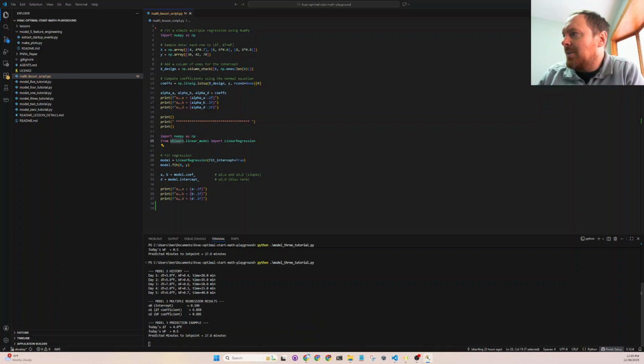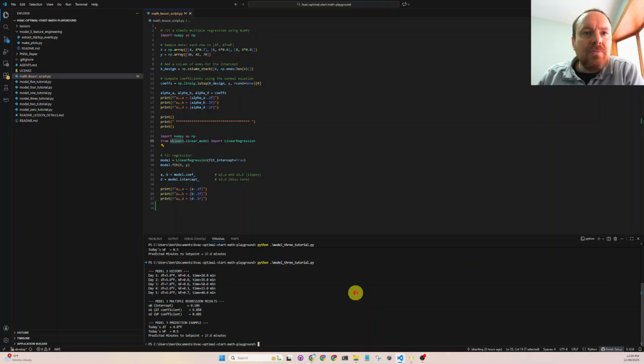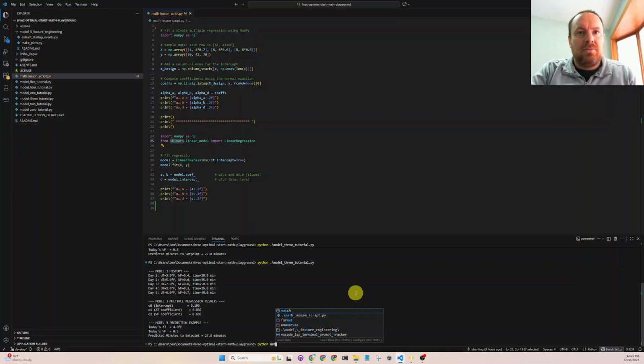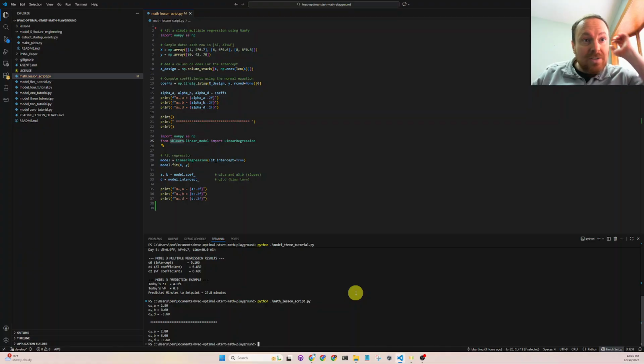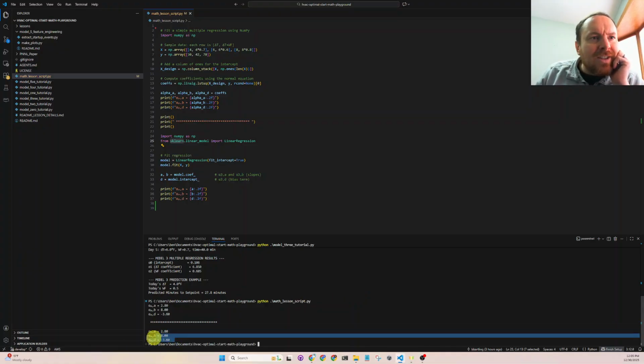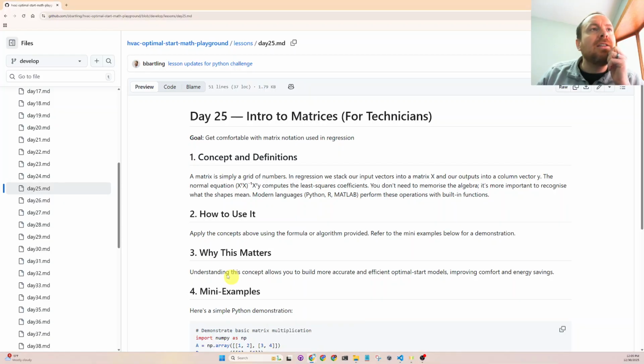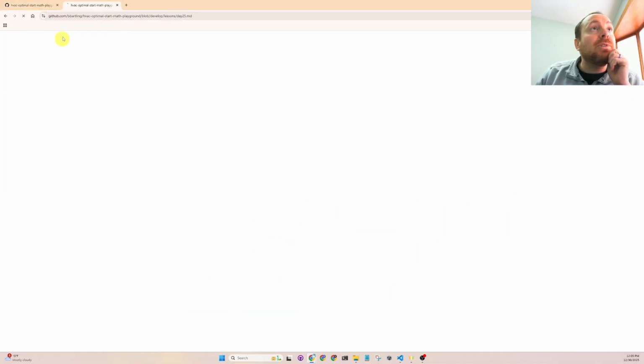Oh shoot, wrong script. Hold up. When we run this, we do Python math lesson script. We got the same results. Yeah, just a little bit of lag there, but this was our alpha A, alpha B, alpha D parameters. And then maybe I'll just duplicate this.